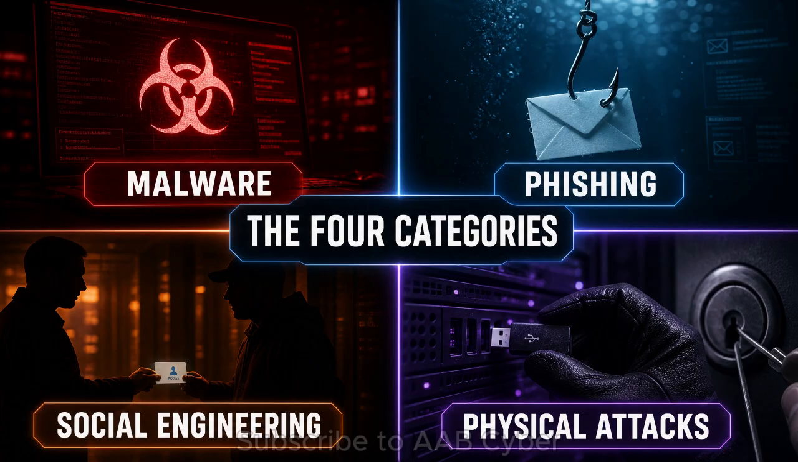Third, social engineering, psychological manipulation that convinces someone to help the attacker directly, no computer required. And fourth, physical attacks, an attacker gaining hands-on access to a device, a room, or a document. Same question behind all 4: how did they get from outside to inside? Let's take them one at a time, starting with malware.